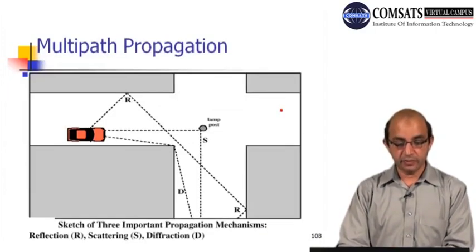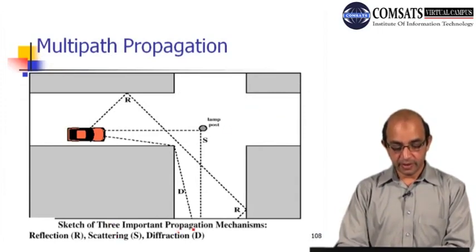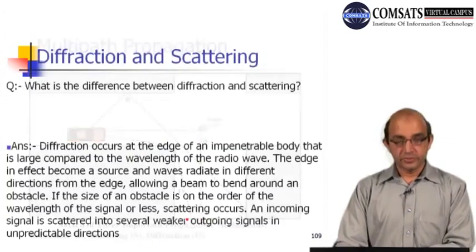So here we have shown multipath propagation mechanisms: reflection, scattering and diffraction, right? Here you can see refraction, and here you can see bending from the edge, right? So you can see the bend from the edge. This is scattering and diffraction, right? So the bend from the edge is diffraction, and here we have the scattering.